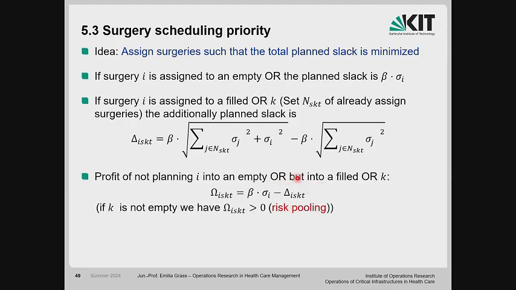As soon as omega is positive, as soon as we have positive profit, meaning that the additional planned slack is smaller than putting it into an empty room, we know that we gain some kind of profit. And why do we call it risk pooling? What do you think? Why is it beneficial to assign a surgery to an already filled, packed operating room instead of an empty one?